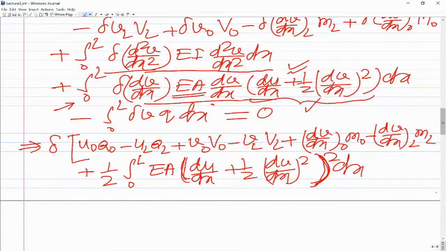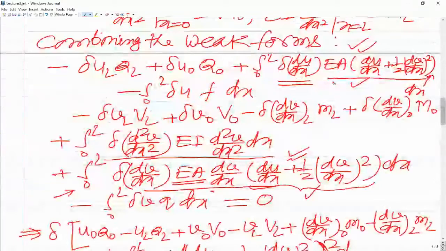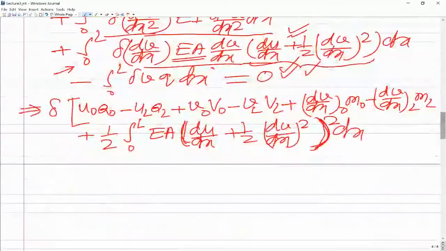So these two terms, when you take delta common, can be written simply as this, and you can verify that when you take delta of this, the half and 2 will get cancelled, so you will get EA into du by dx plus half of dv by dx whole square into delta of that. And when you take the delta inside, you will get delta of du by dx plus dv by dx into delta of dv by dx. So it will be the same as what we have got in these terms here.